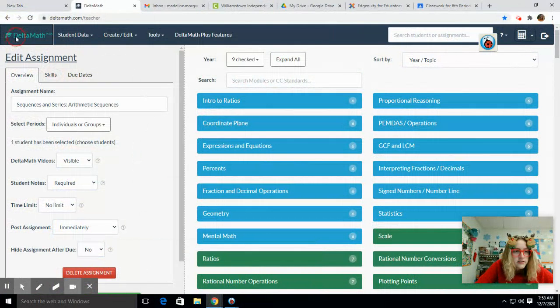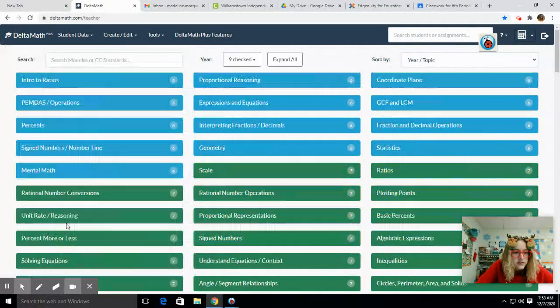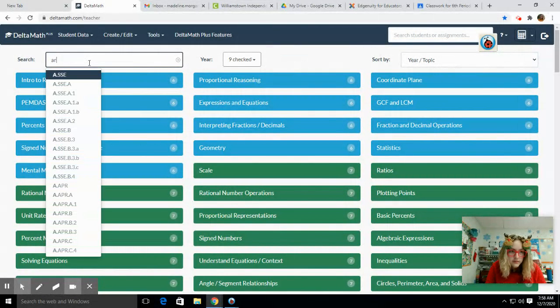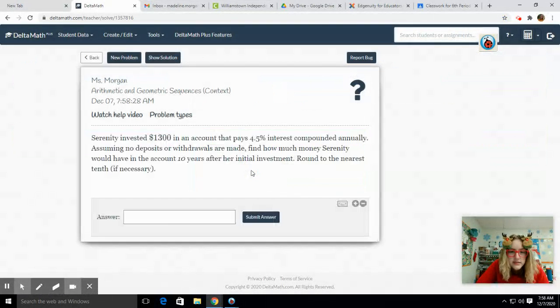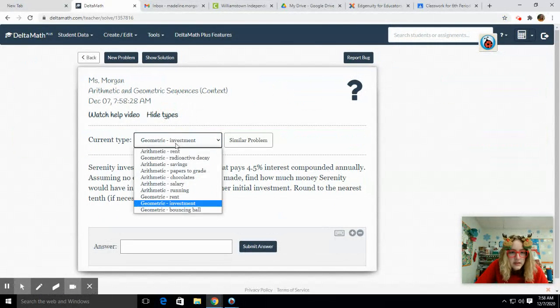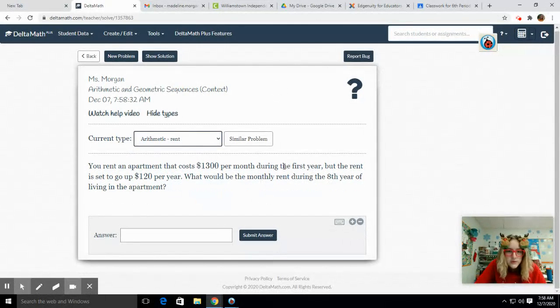Let's see. Cancel edit. We want arithmetic and geometric sequences, context. Okay. And we want arithmetic, and we'll do this one.